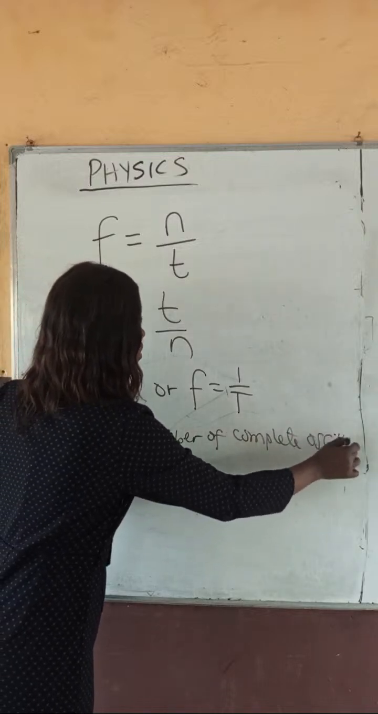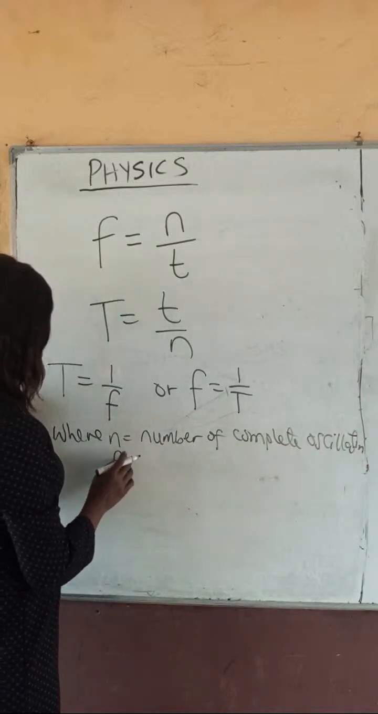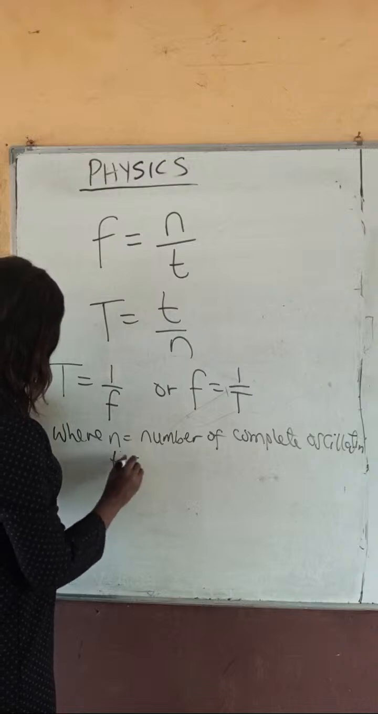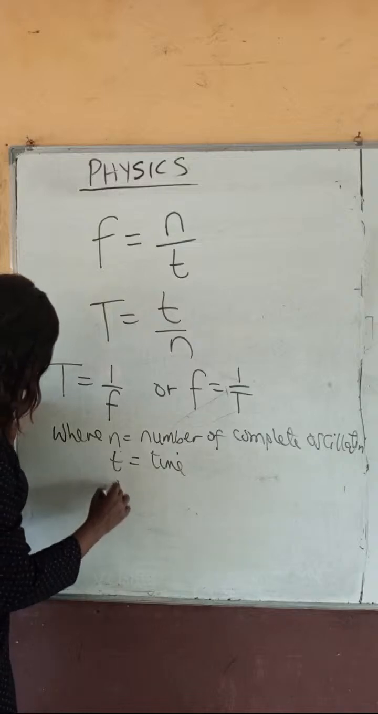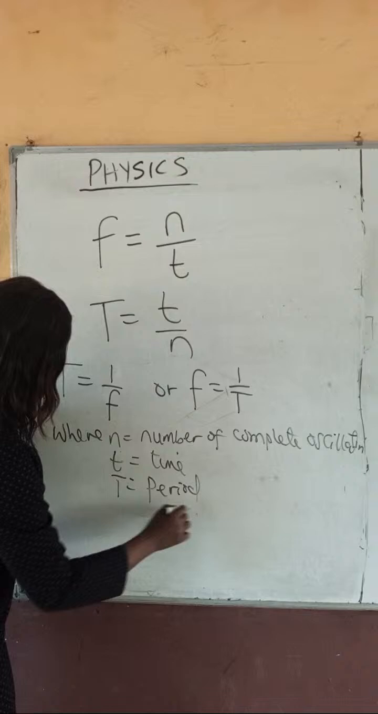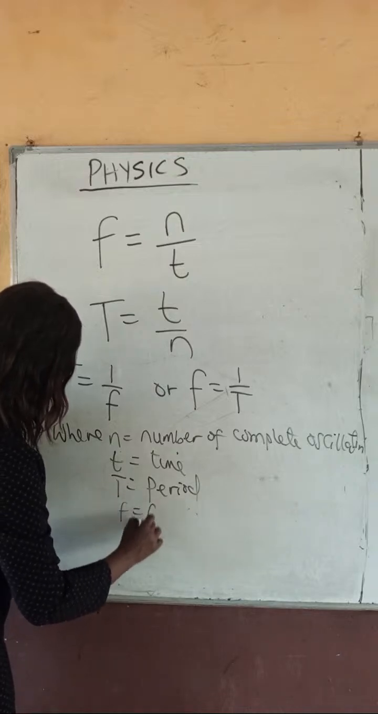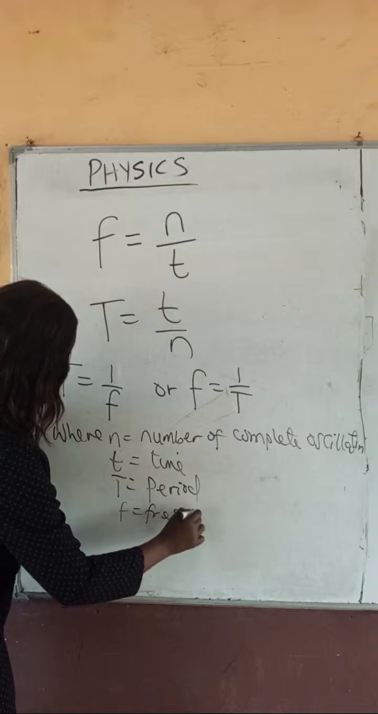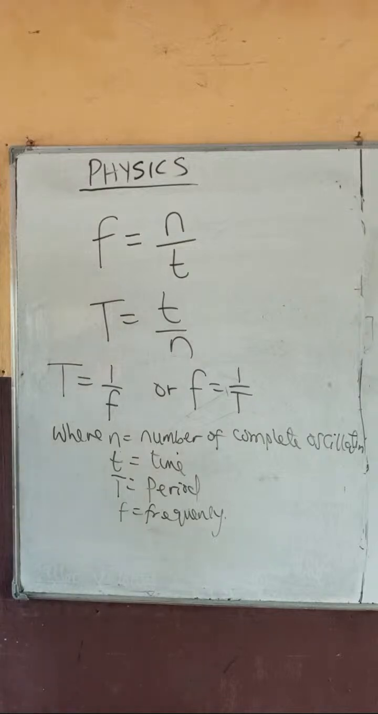Where n is the number of complete oscillations, t is time, capital T is period, and f is frequency.